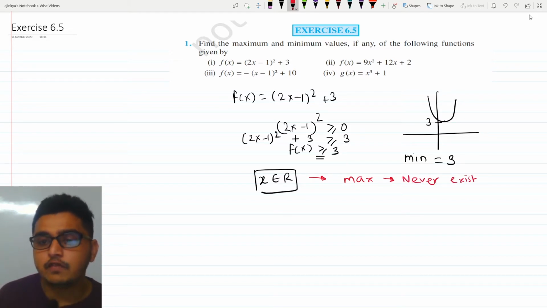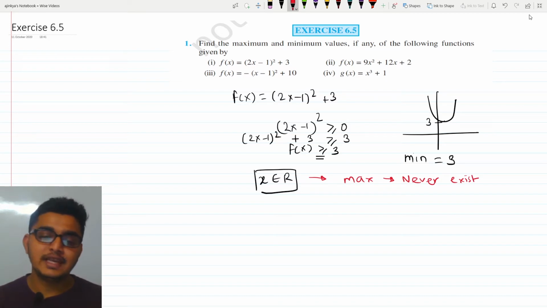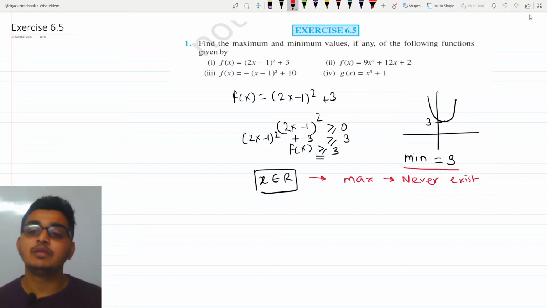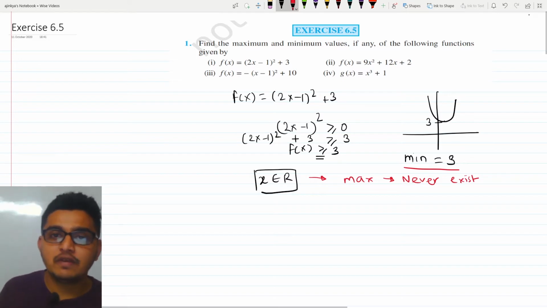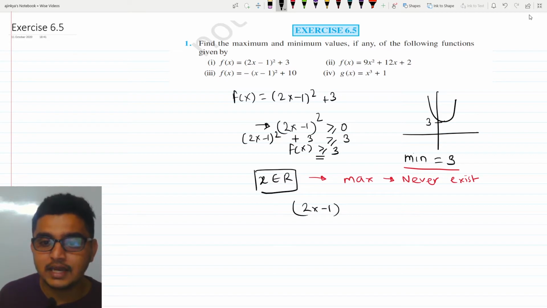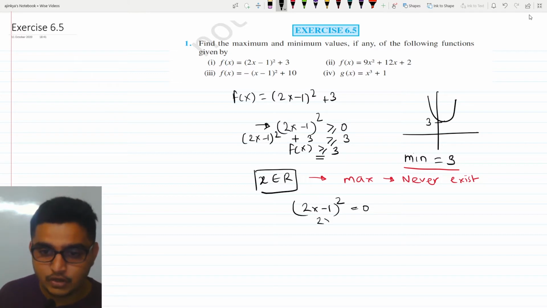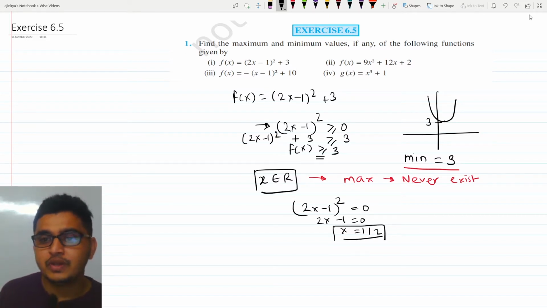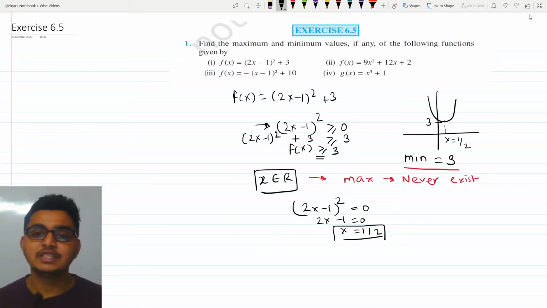Why? Even if you put an infinitely huge number inside it, there is always going to be a number which is greater than that. But at what exact point can this minimum value of 3 be attained? We have taken somewhere over here in the first step that 2x minus 1 squared is greater than or equal to 0. So if we equate 2x minus 1 to 0, what do we get? We get 2x minus 1 is 0, and then x equals 1 upon 2. So particularly at x equals 1 upon 2, the value of this function is minimum, which is 3.